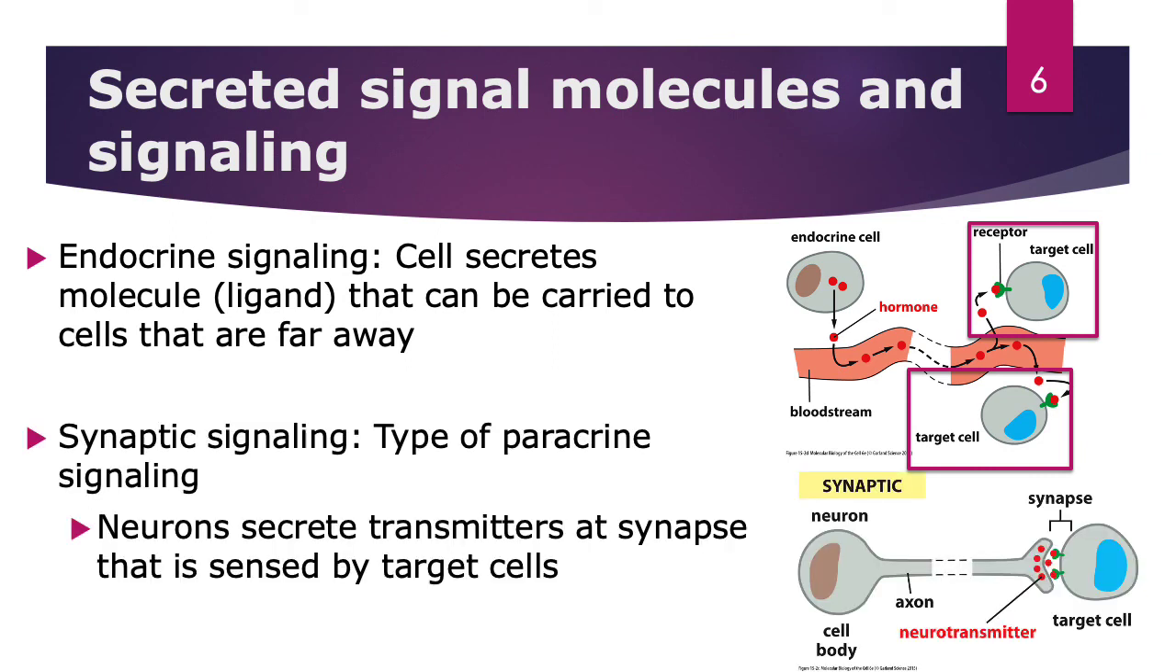A special type of signaling is called synaptic signaling, which is actually a type of paracrine signaling. In the case of synaptic signaling, there are always neurons involved, and the signaling occurs in a region called a synapse. You will learn more about synaptic signaling when we learn about the nervous system and how nerve signaling occurs.